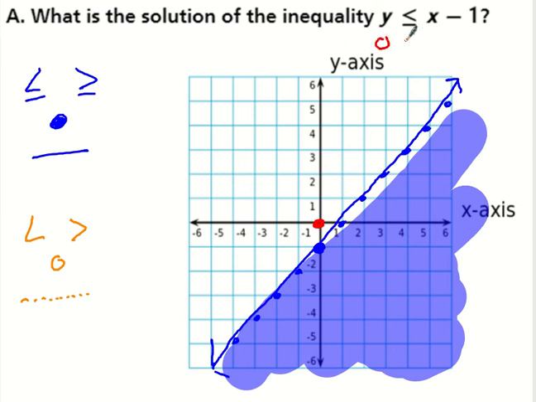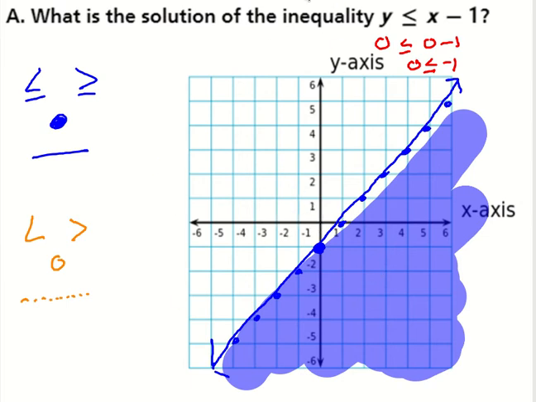If I plug in 0, 0, the reason I choose 0, 0 is that it's really easy to do math with. Is 0 less than or equal to -1? Is that a solution to this inequality? The answer is no. 0, 0 is not a solution, so it can't be in my shaded region, because everything that's shaded is a solution to the inequality.